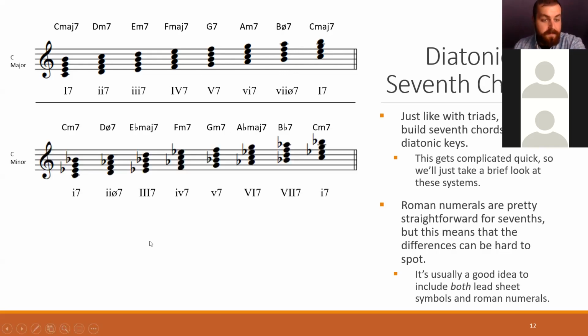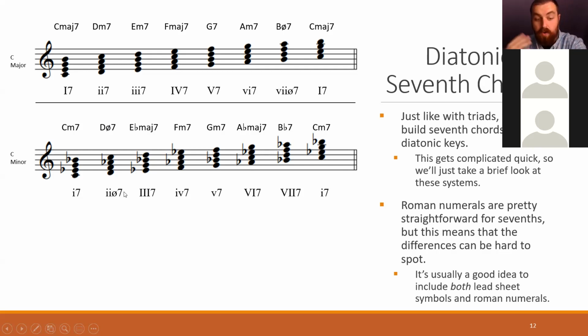In addition, we can do minor. Unsurprisingly for all of you at this point, minor gets a little complicated. Here's the parallel minor key. Here's C minor. One is a minor seventh, two is a half diminished, and so on. If you recall, all of our qualities flip to being almost like the relative major. So if we think of E flat major, it's basically the same qualities, but with different Roman numerals.